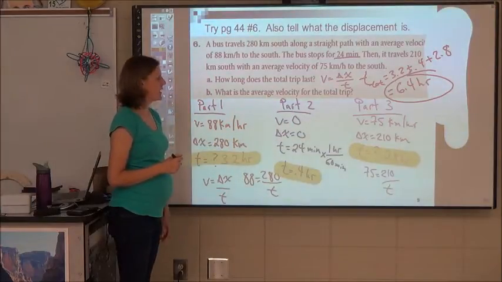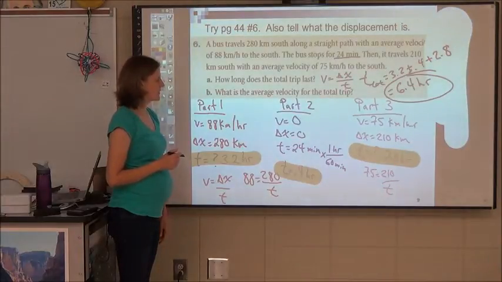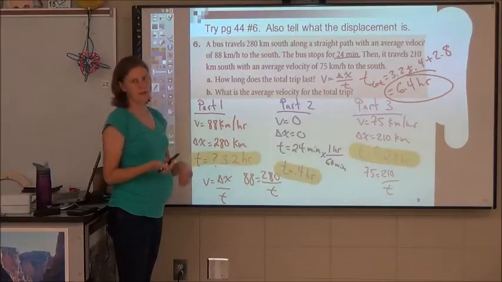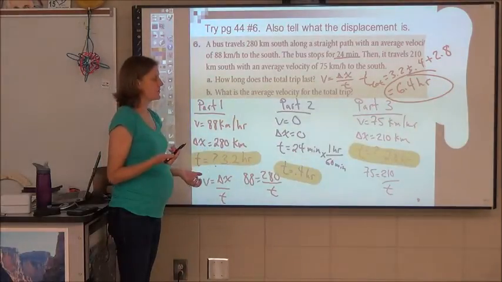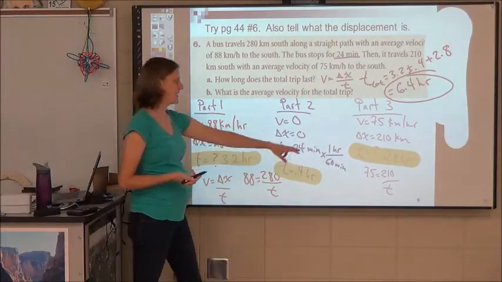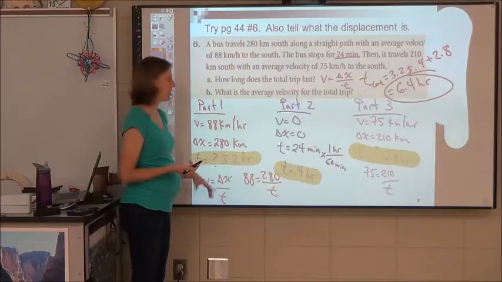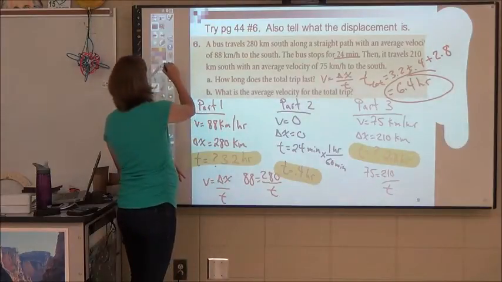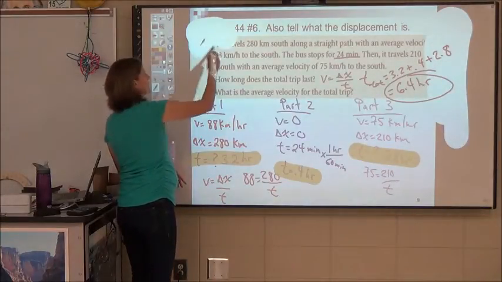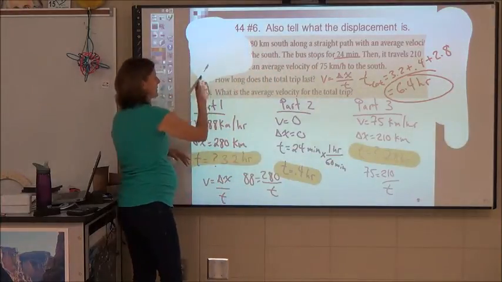What's the average velocity for the total trip? All right, displacement over time. Final position minus initial position. I'll assume the initial position was 0. To get the final position, though, I would just add up all of these displacements since they were all south, all in the same direction. So, sorry, I'm going to erase a little, let's make some room. It also says tell what the displacement is, so I'm going to need that anyway.